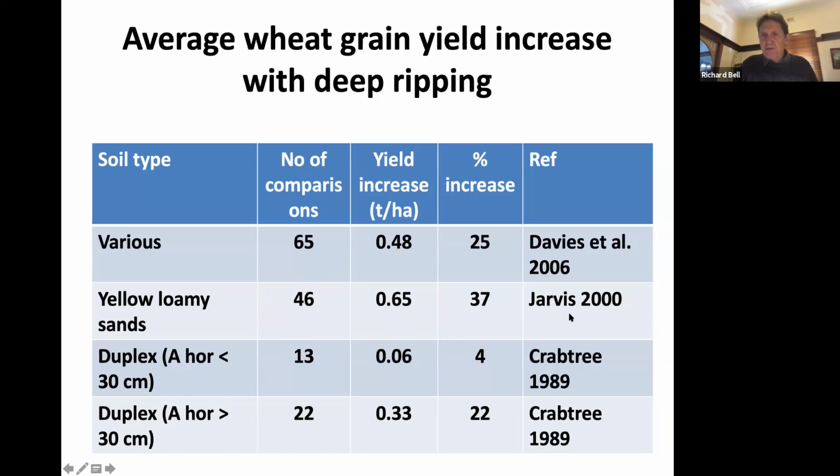People like Ron Jarvis and Steve Davies are pretty systematic and methodical. I'm sure a lot of those trials would have been done by firstly digging an auger hole or a pit, identifying where that compaction layer is, and making sure that the depth of ripping exceeded the depth of compaction. And of course, you need to do it at the right moisture as well.